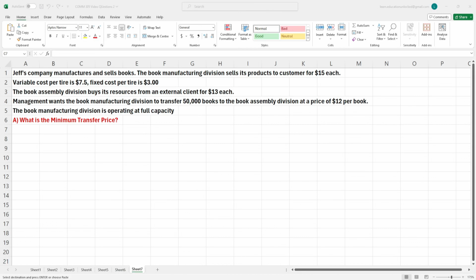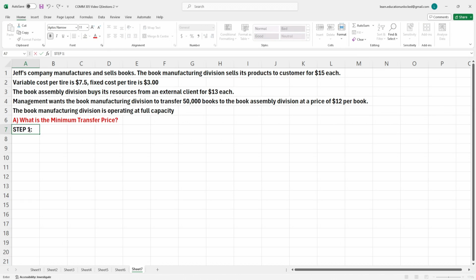All right, guys, we'll do our chapter 9 examples. So Jeff's company manufactures and sells books. The book manufacturing division sells its products to customers for $15 each. Variable cost per book is $7.5. Fixed cost per book is $3. The book assembly division buys its resources from an external client for $13 each. Management wants the book manufacturing division to transfer 50,000 books to the book assembly division at a price of $12 per book. The book manufacturing division is operating at full capacity. So what is the minimum transfer price?